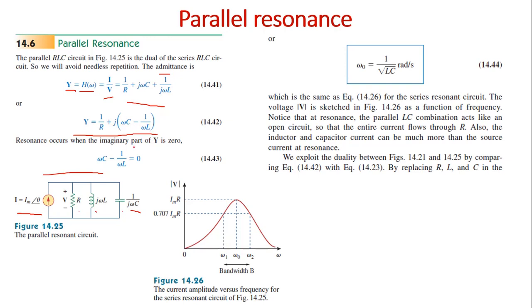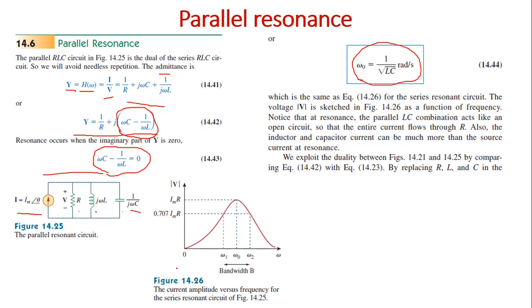We know the condition for resonance. Condition for resonance is where the inductive reactance and capacitive reactance are equal. So equate this part to 0. So again we will derive the frequency, that is resonant frequency. Omega naught is equal to 1 by root of LC radians per second, which is the same as the resonant frequency of the series resonant circuit.